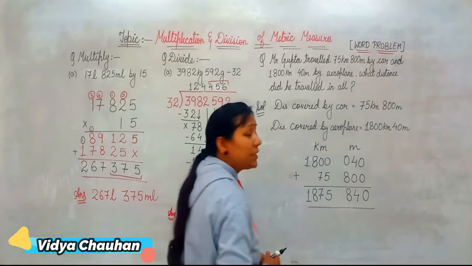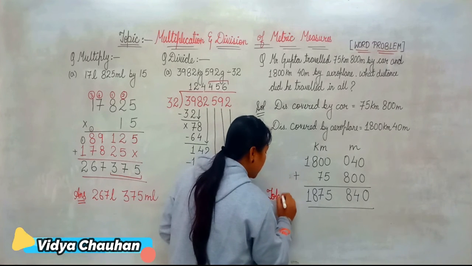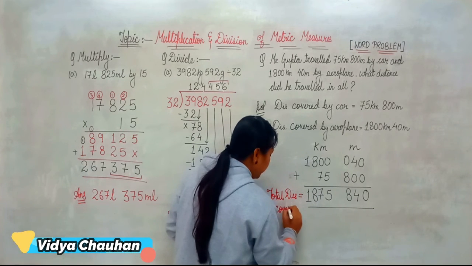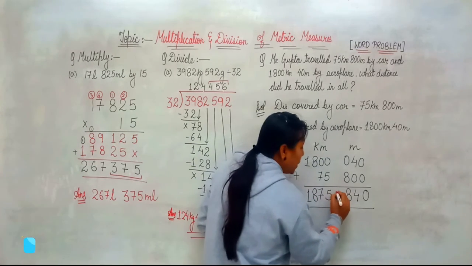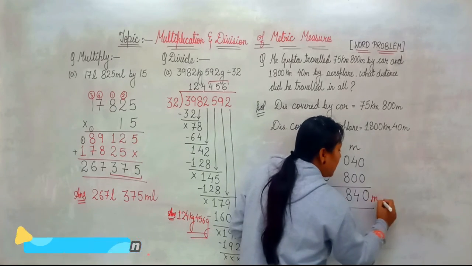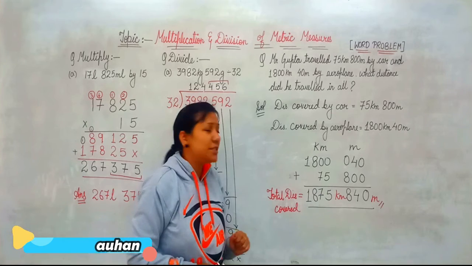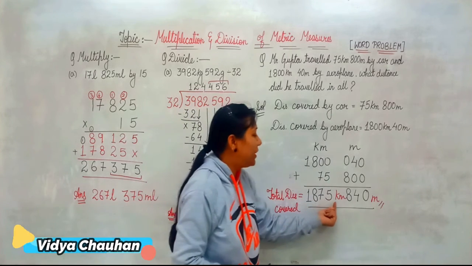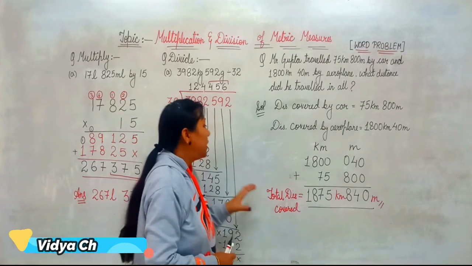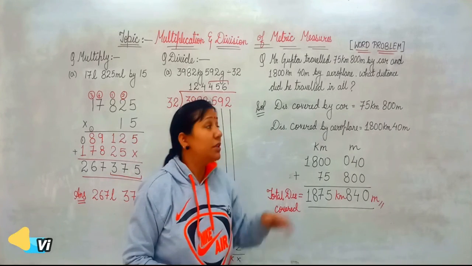So what is your final answer? That means how much is the total distance covered? So the total distance covered is equal to 1875 kilometers and 840 meters. So how much is the total distance covered by Mr. Gupta? 1875 kilometers, 840 meters.